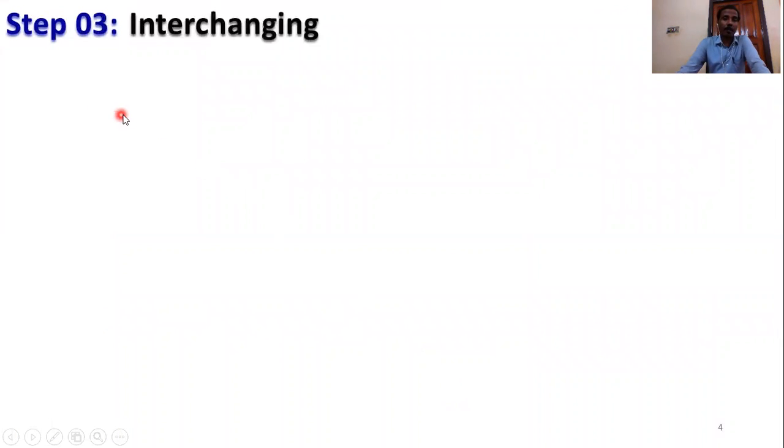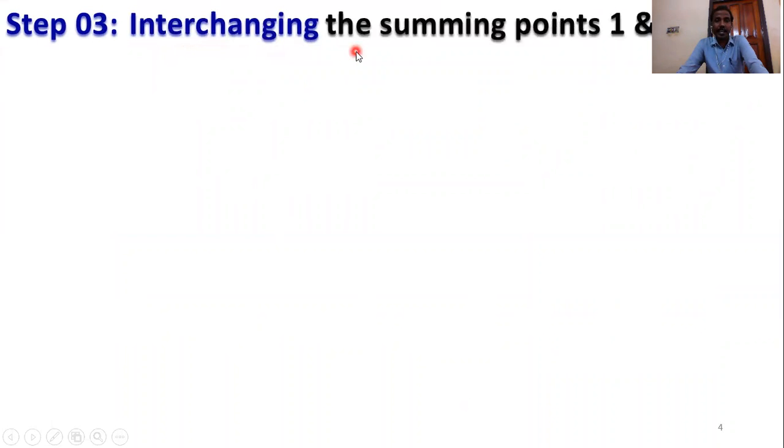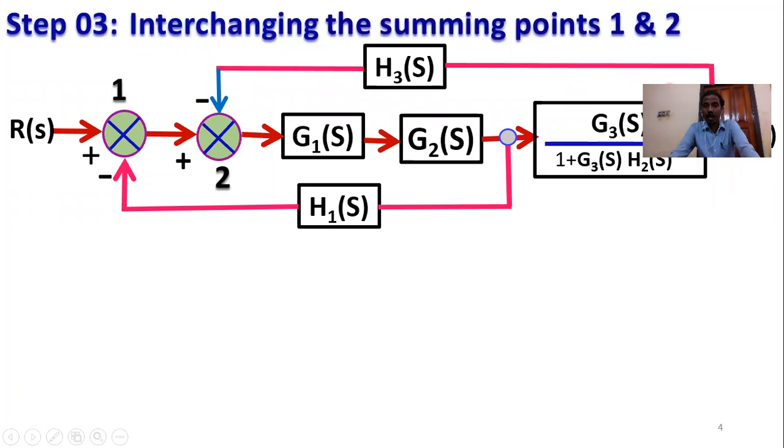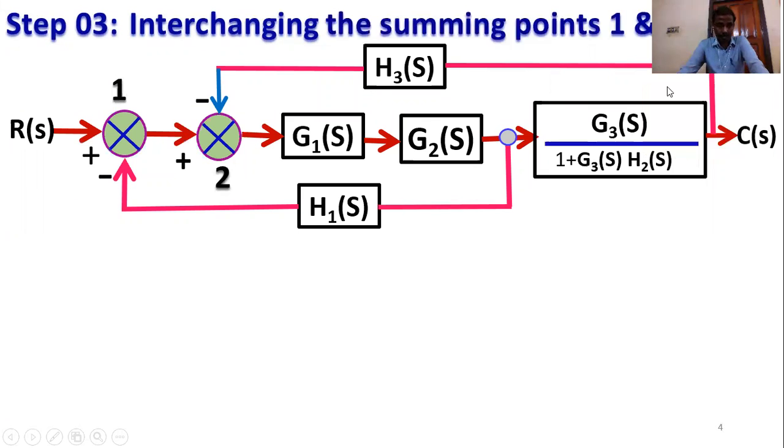Next, step number 3, interchanging summing points 1 and 2, and we get this summing point 1 and this summing point 2. Interchanging the summing points means this summing point takes the second position and the first summing point takes the other position. Summing point 2 to 1 and 1 to 2 are interchanged. This is the direction.